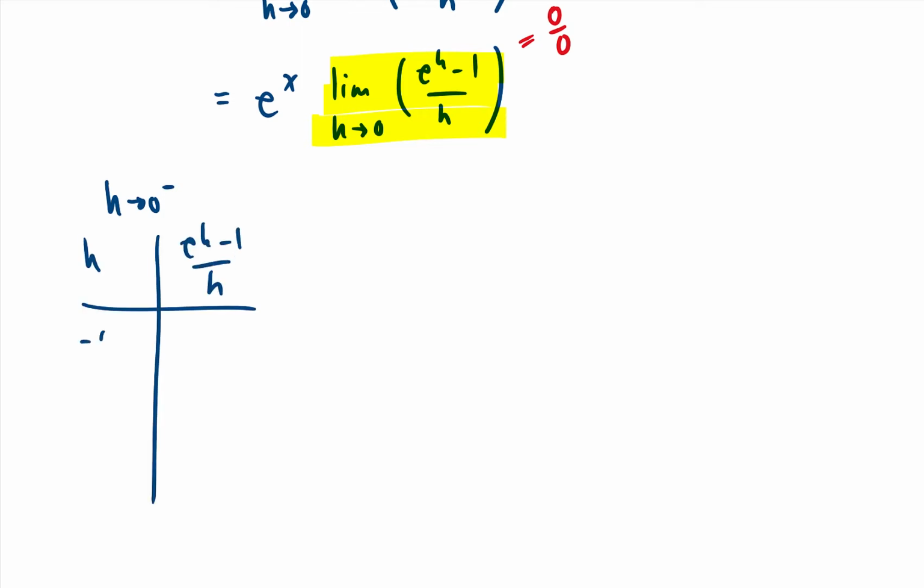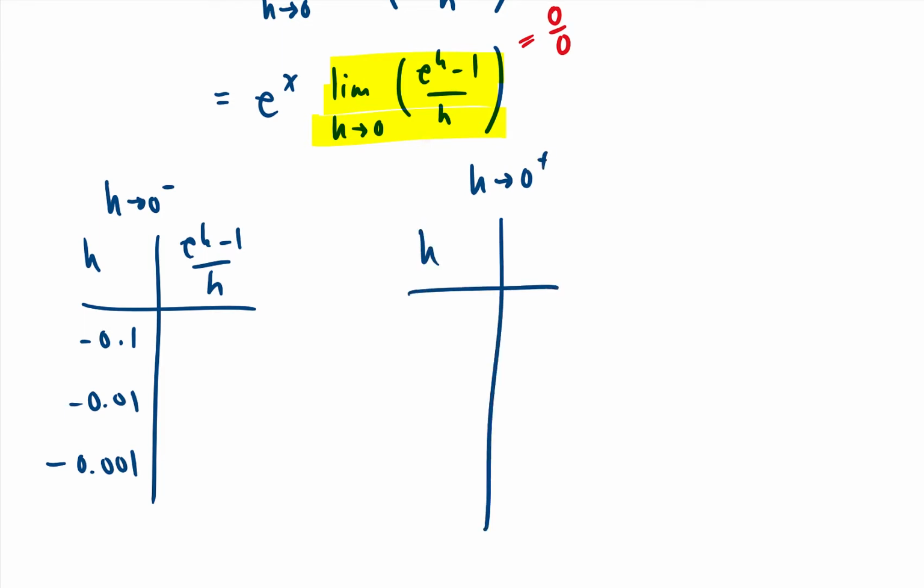So 0 from the left could be negative 0.1, negative 0.01, and negative 0.001. And then I'm also going to test the limit as h approaches 0 from the right. And we're going to see if they equal the same number. So take a moment now, using your calculators, evaluate the limit as h approaches 0 from the left and the limit as h approaches 0 from the right.